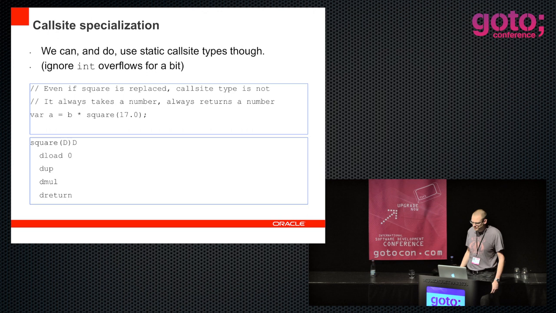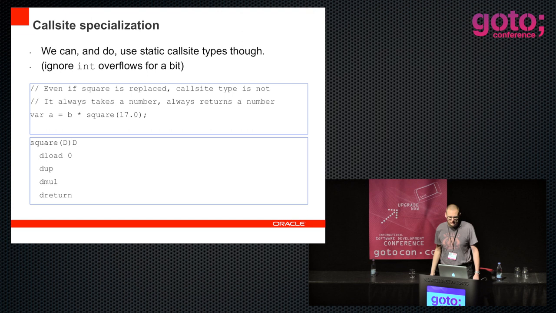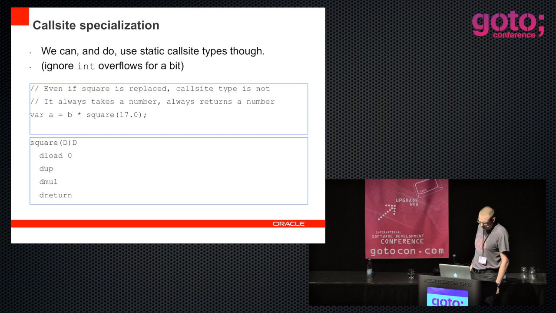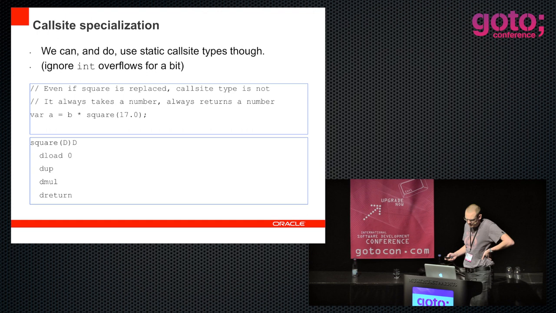So let's ignore int overflows for a bit. We can just generate a square that works exclusively on doubles without coercion rules for this call site, using double instructions. And sorry, where am I? The clicker's weird. Okay, so what happens though with call site specialization is that my slides are a bit in disrepair.